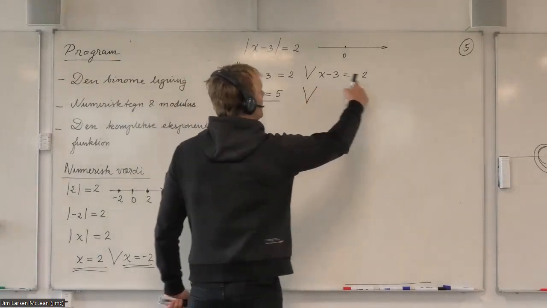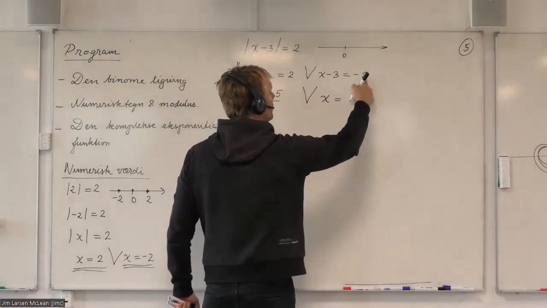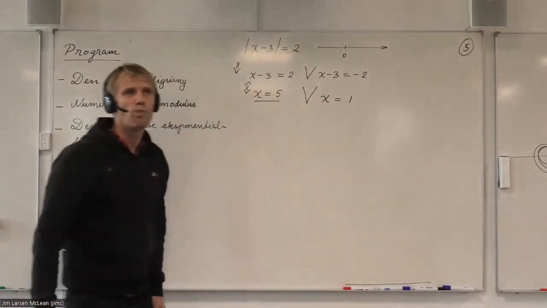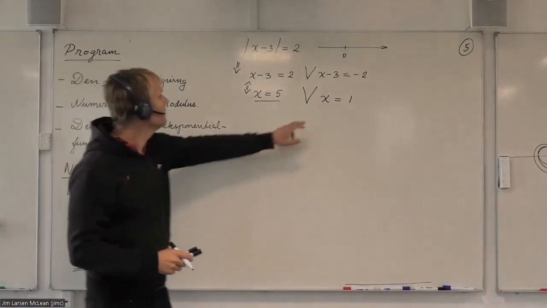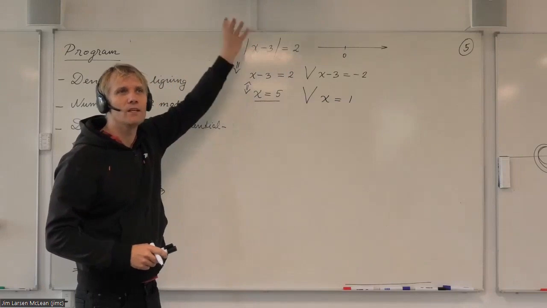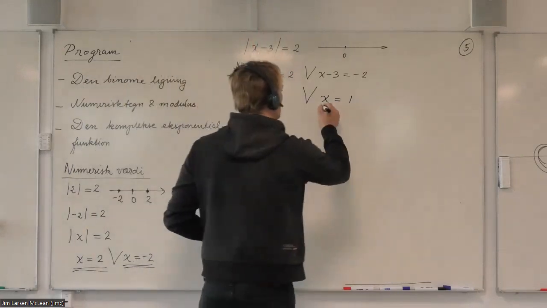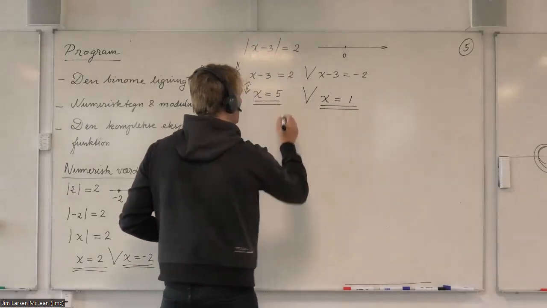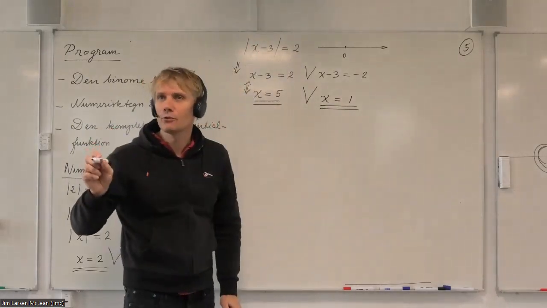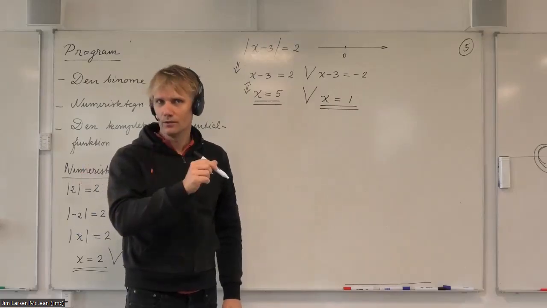To solve the other equation, you add 3 to both sides of the equal sign. And if you add 3 to -2, you get 1. Does that work? Plug in 1 there. 1 minus 3, that's -2. The absolute value of -2 is 2, so it fits. So there are 2 solutions. Here's one, here's the other. But we still haven't understood it. We've only done the calculations. Now let's draw it, and then we'll understand it.